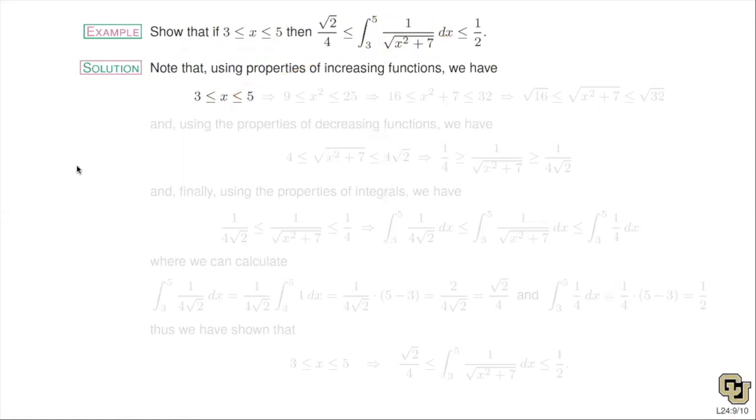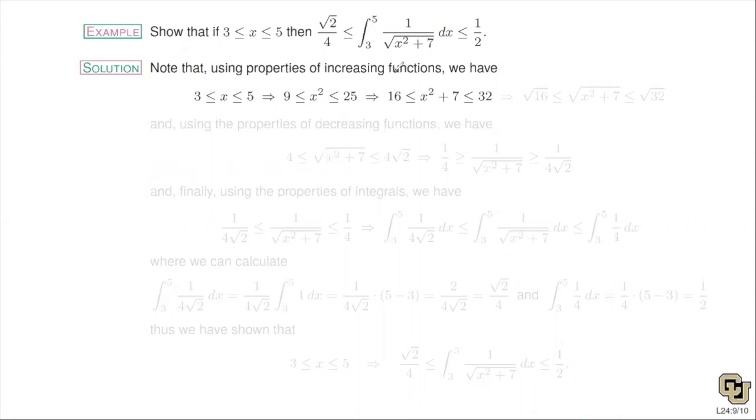So the first thing I'm going to do is square everything. And here, the inequality doesn't change directions because the squaring function is an increasing function for x greater than 0. Now I'm going to add 7 to everything. 9 plus 7 is 16. x squared plus 7 is right here in the middle. And then 25 plus 7, if I'm not mistaken, is 32.